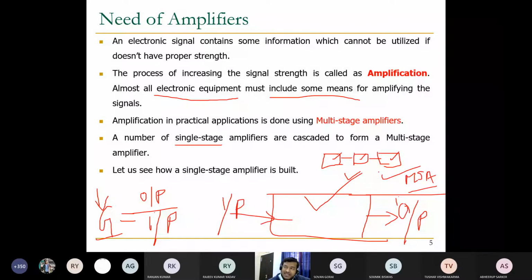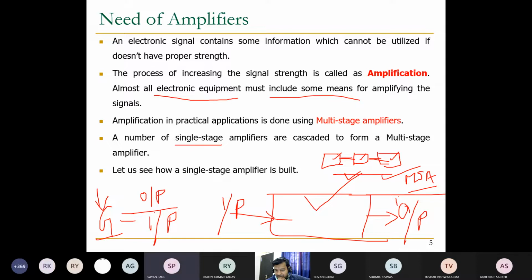But to design a multi-stage amplifier, you must have knowledge about the single-stage amplifier: how we can build it, what the working principle is, what the components are, and how we can decide the values of the parameters, basically of all the components. You have to understand that first. Then only you can go for the next stage. Sir, clear? Sir, what is the meaning of cascaded? Cascaded means series. They are connected in a series fashion. Okay, that is known as cascaded.